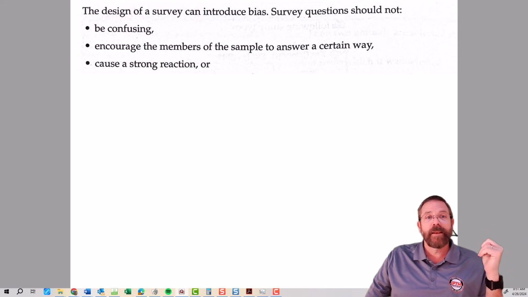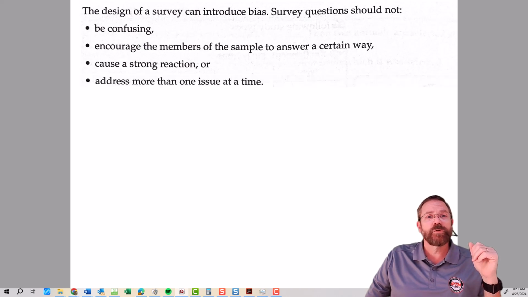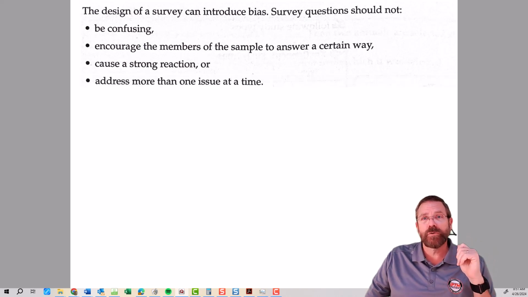Next, they cannot be designed to cause a strong reaction. So some people will take and do surveys. The whole purpose of their surveys is to spin people up over something. And finally, they should address no more than one issue at a time. Each question can only address one issue, otherwise you might introduce bias into your survey.